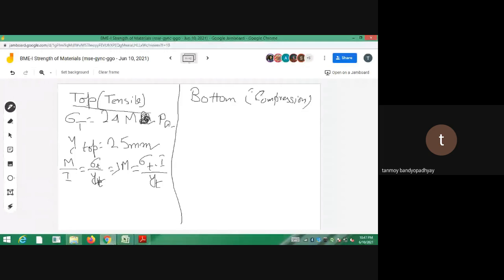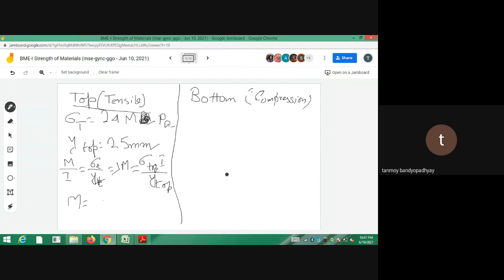Okay? Writing y top is better because you will be confusing it with tension, compression and all those things later on. So m will be equal to... m is given, I hope. Okay? No, m is what we have to calculate. Sorry, so we have to calculate.